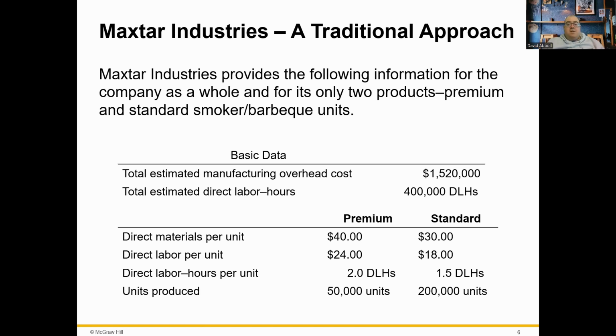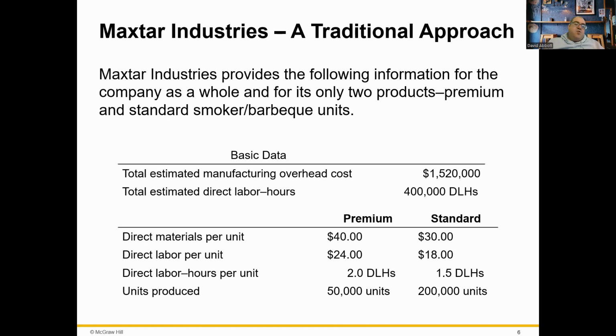So we see here, we're going to look at an example doing it two different ways. So first of all, we're going to do it based on the traditional approach, like what we did before. So Maxtar Industries provides the following information for the company as a whole and for its only two products, the premium and then also the standard smoker barbecue units. So they only make these two products, either a premium version or a standard version of the smoker barbecue.